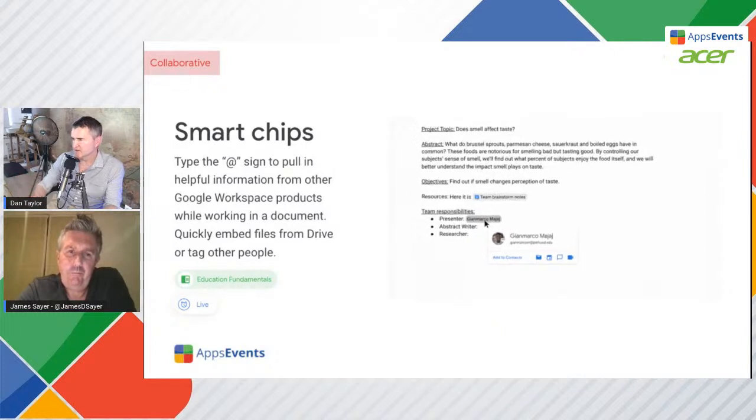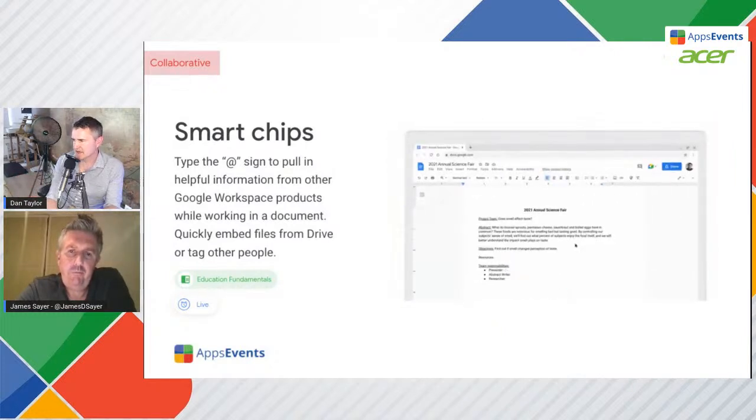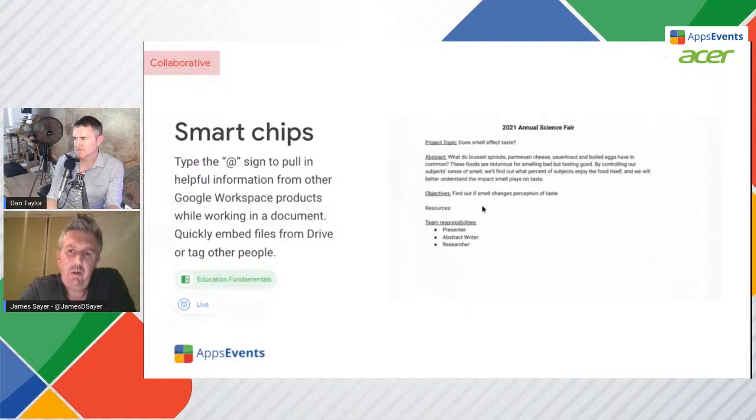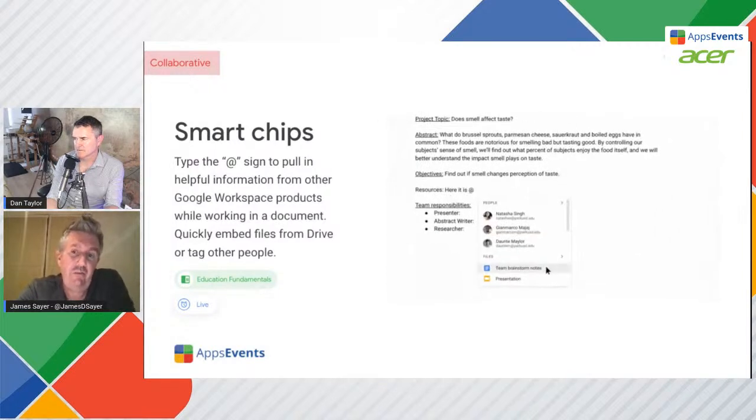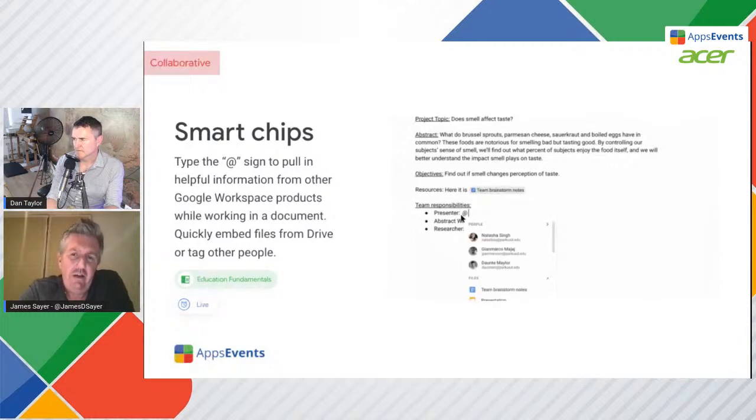This is in the free version. You can put the @ sign in, James, and it'll bring up people to choose from. Yeah, not just people. You can actually pick up Google Meets, calendar events you may have coming up, docs, sheets, slides, any Google Drive content you have. And so it's like commenting.